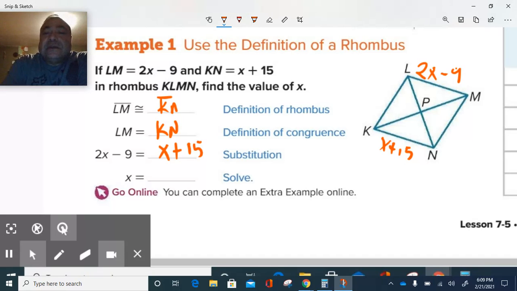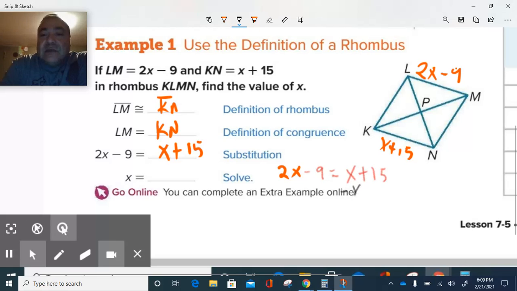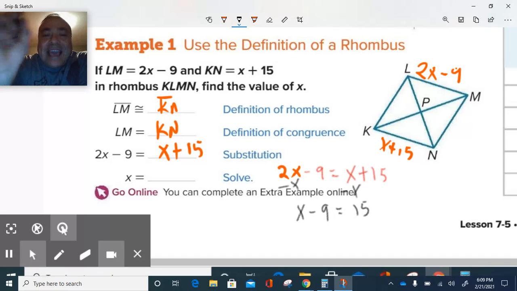So you just say, okay, I've got 2x minus 9 is equal to x plus 15. You find the little baby. The little baby is x. So you go to x and say, okay, baby, let's subtract both sides by 1x right there. So I get x minus 9 equals 15. I'm going to add 9 to both sides. And if I do that, I'm going to get 24.